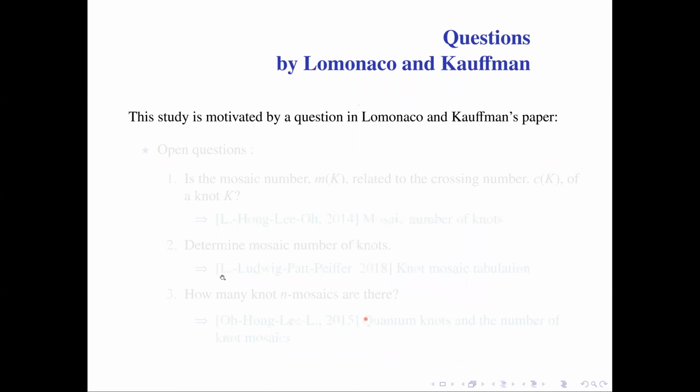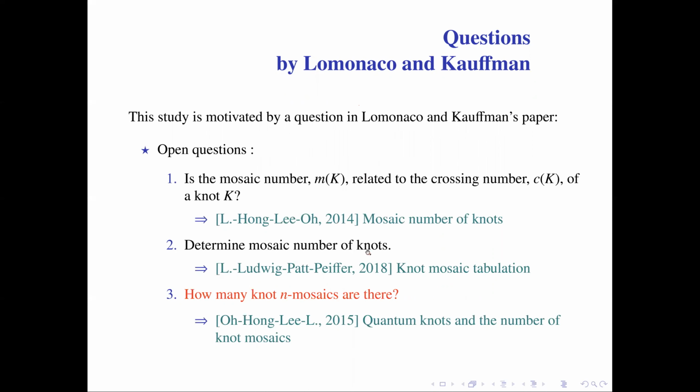In their paper, Lomonaco and Kaufman proposed interesting questions related to knot mosaics. Some of them are as follows. Here, the first and second questions are pretty natural. Is there a relation between mosaic number and crossing number? And determine the mosaic number of knots. Here, the mosaic number of a knot K is the smallest number n among all knot n-mosaics of K.